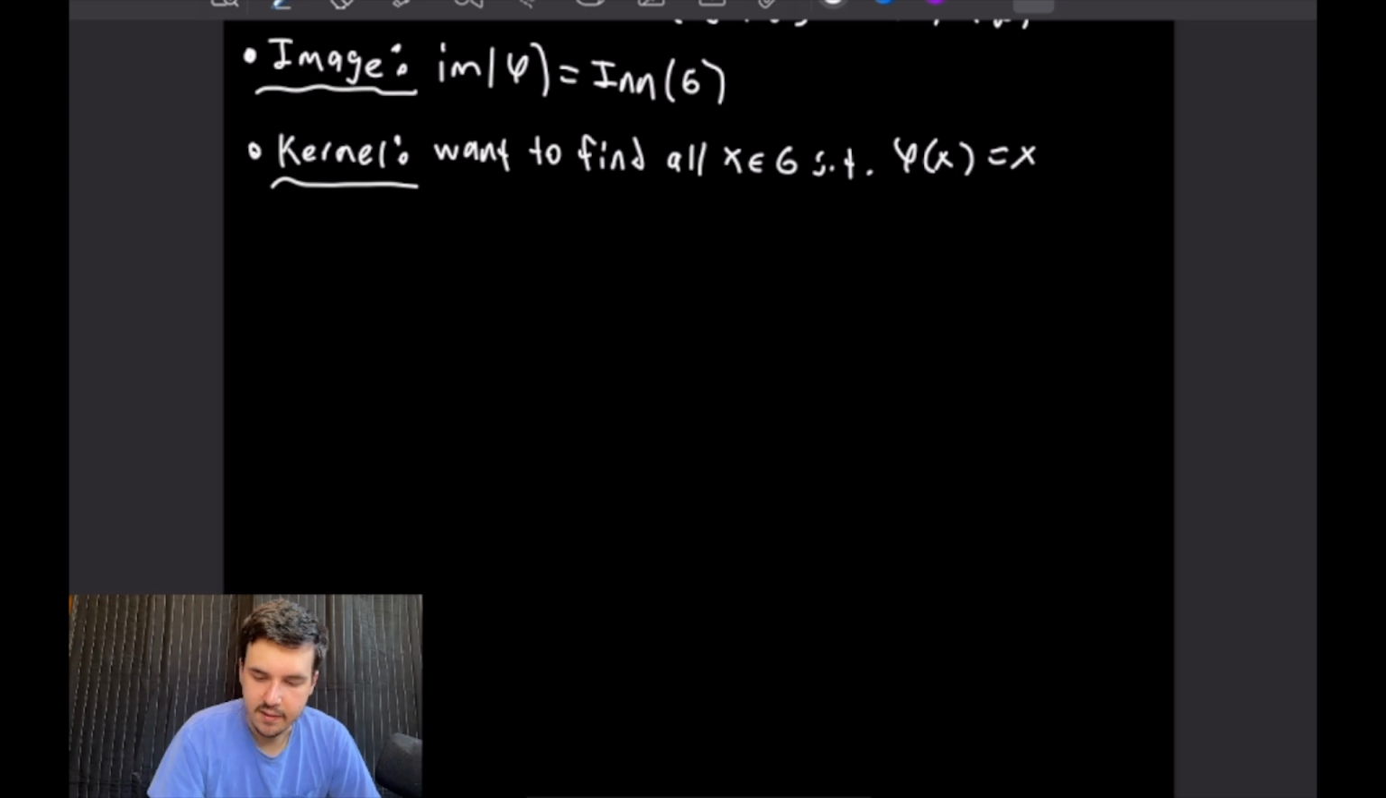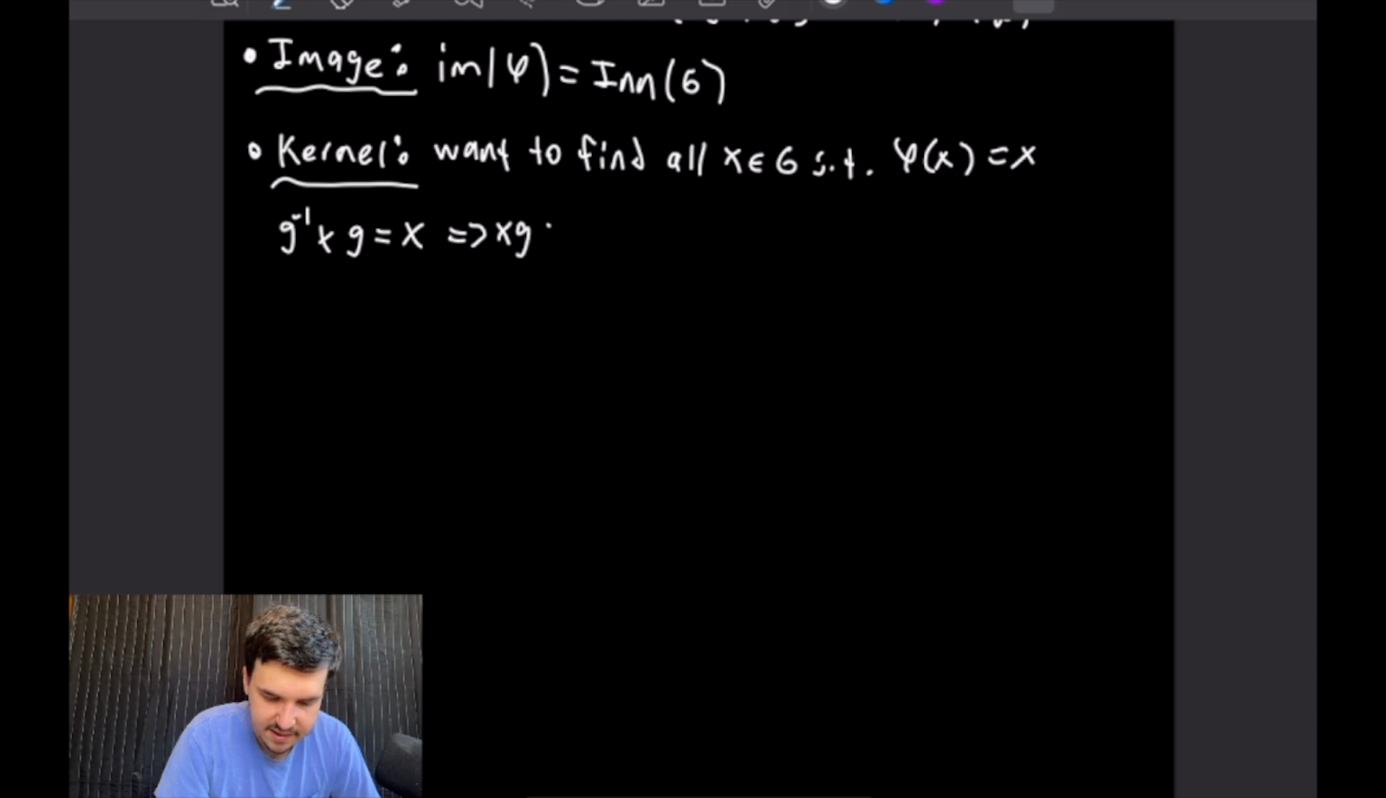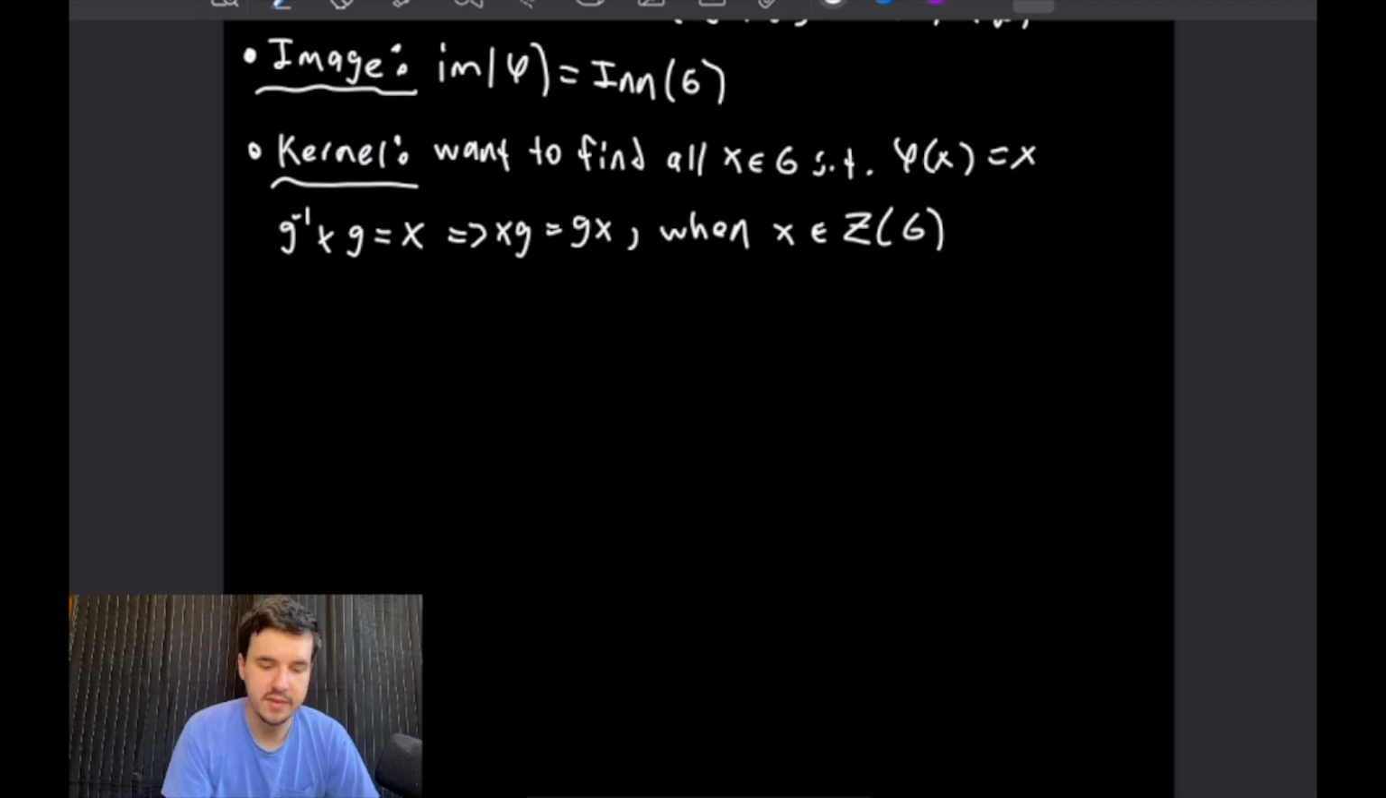Well, let's go ahead and apply our definition of phi here and see when those cases may be. Well, phi of x is simply equal to g inverse times x times g, and we want that to be equal to x. But we can left multiply by g here, and then we will get xg is equal to gx. But when is xg equal to gx? That is when x is a member of the center of our group G here, as it commutes with every arbitrary element little g in the group.